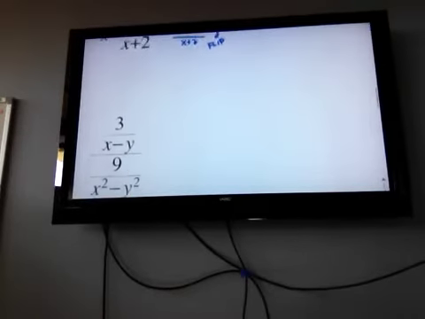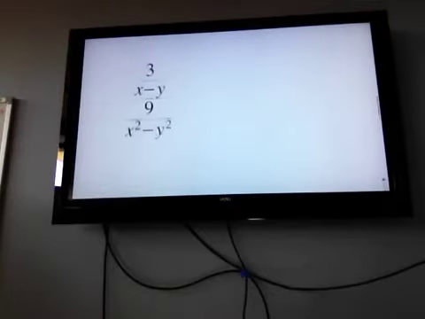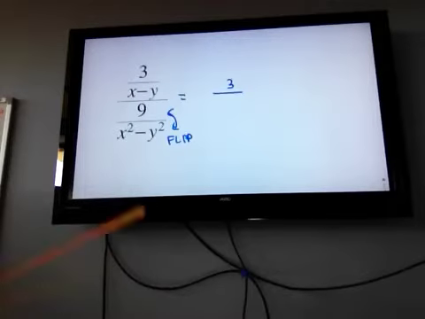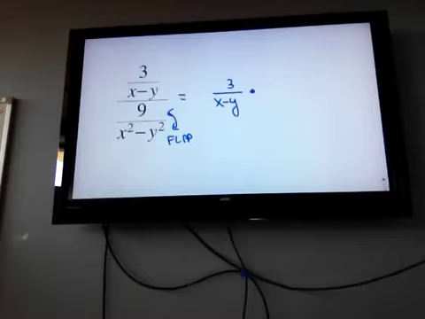And then my last example, it's already ready for us. It's already a single fraction over a single fraction. So we're ready to flip and factor and cancel already. So the numerator, 3, can't do anything to that. The denominator, x minus y, can't do anything to that. So we're ready to flip this now.